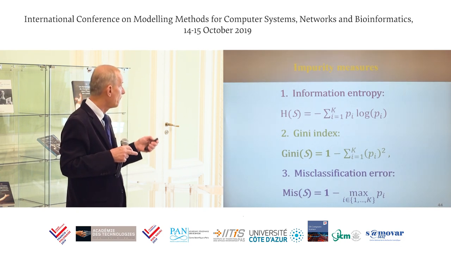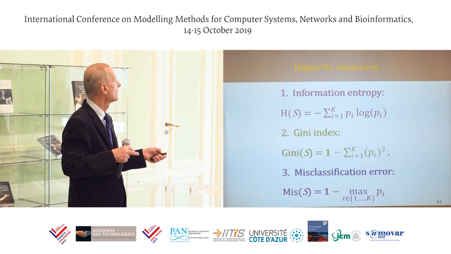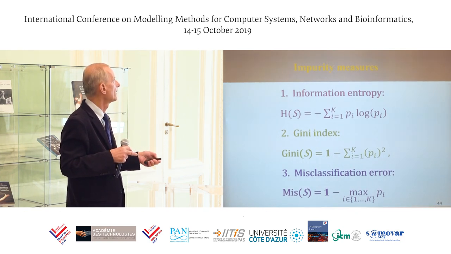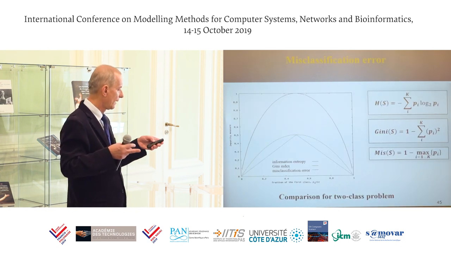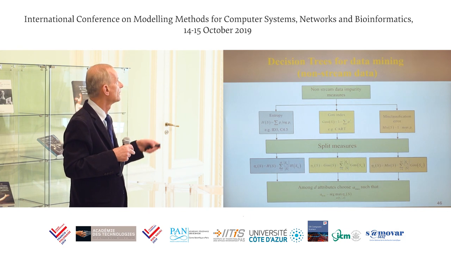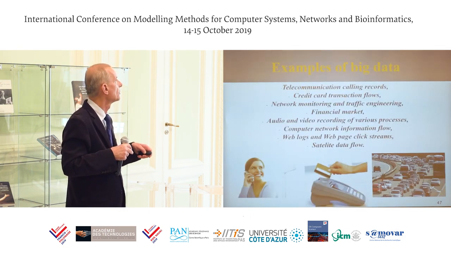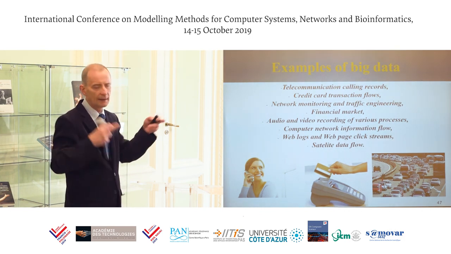In the example, I used information entropy as an impurity measure. We can also use the Gini index or classification error. Each of those impurity measures can lead to another decision tree. There are some illustrations of how it works, and some details on how to design decision trees. That stuff was very easy.